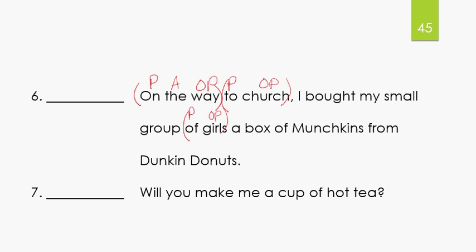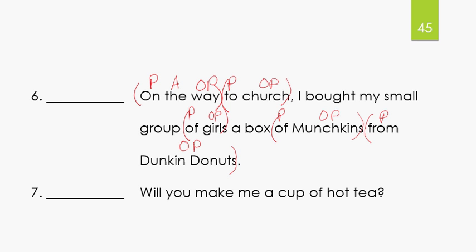Do you see any more? Of again. Preposition. Of what? Munchkins. Object of a preposition. Put parentheses around it. See any more? From. Preposition. From what? Dunkin' Donuts. Now, Dunkin' Donuts is the name of a place, so you can just write OP right in between the two words because that's the name of it. Or consider that one object of a preposition. Put your parentheses around it. Now, that was a ton of prepositional phrases. What do we have left?